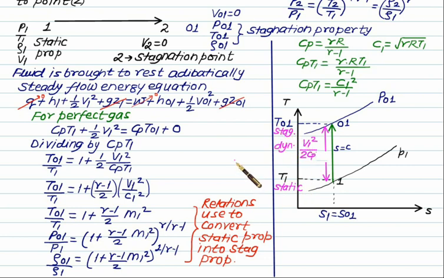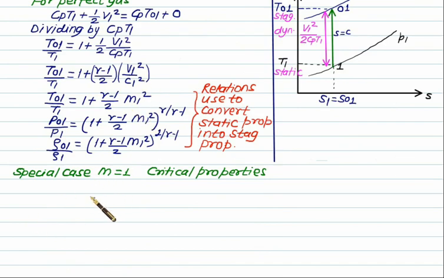Now whenever we have Mach number equal to 1, the corresponding properties are called critical properties, and they are represented by an asterisk. So we have T01 by T1 equal to, you have to put here Mach number equal to 1. So if you put Mach number equal to 1, we have a simple relation: T01 by T1 equals 1 plus, and let us assume here gamma equal to 1.4. So we have 1.4 minus 1, that is 0.4, divided by 2, that will be equal to 0.2, and Mach number equal to 1. If you take the reciprocal of this, the critical property T asterisk divided by the corresponding stagnation temperature will be the reciprocal of 1.2, equal to 0.833.